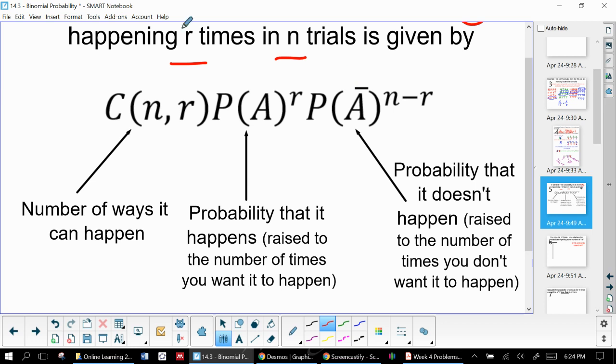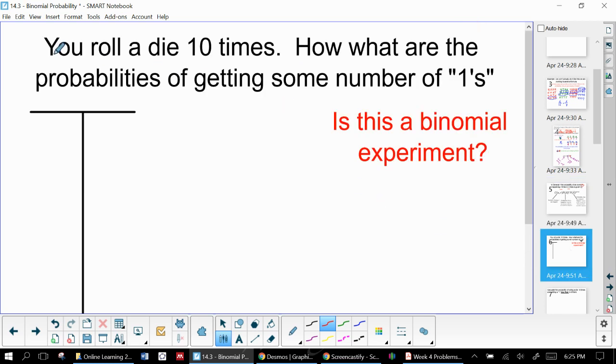Now, you could just go ahead and type this formula into Desmos for any particular example you wanted to. But there is going to be a little shorter way. I'll show you how to do that. So here's our example. You roll a die 10 times.